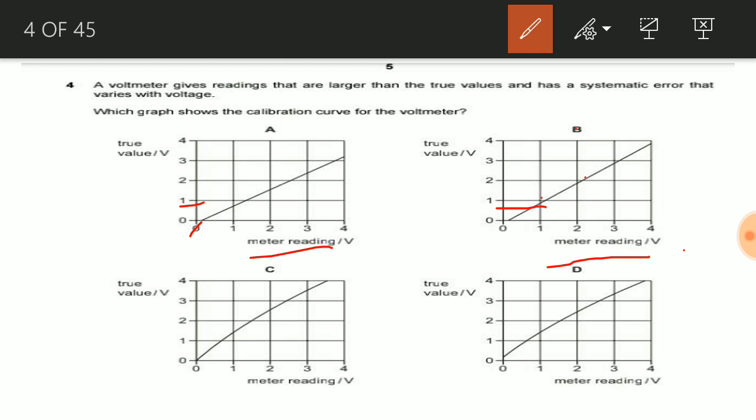But when the true voltage reading is 1, the error is now increased, and here also it became more, and here it is again increasing. Because of that, the points are moving so far from the actual curve, then this gap is becoming more and more. Because of that, option choice A is the correct answer for this question, option choice A.